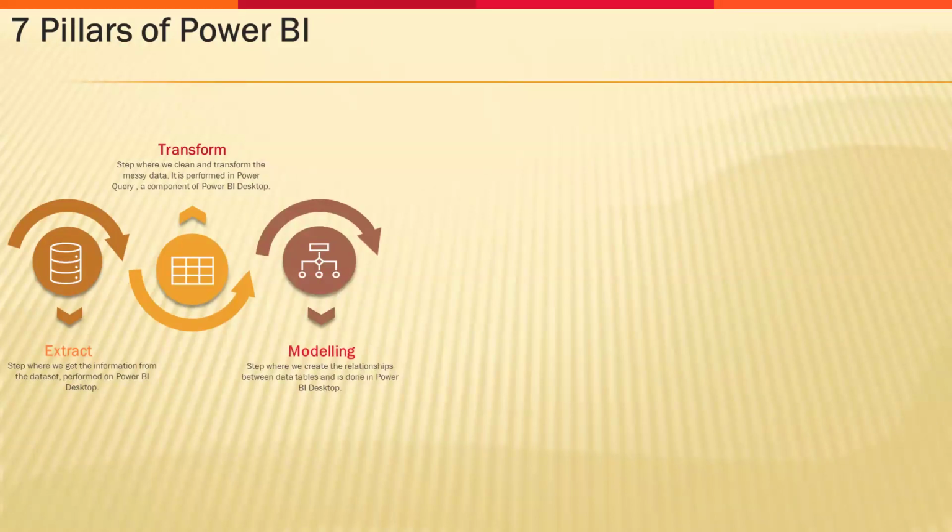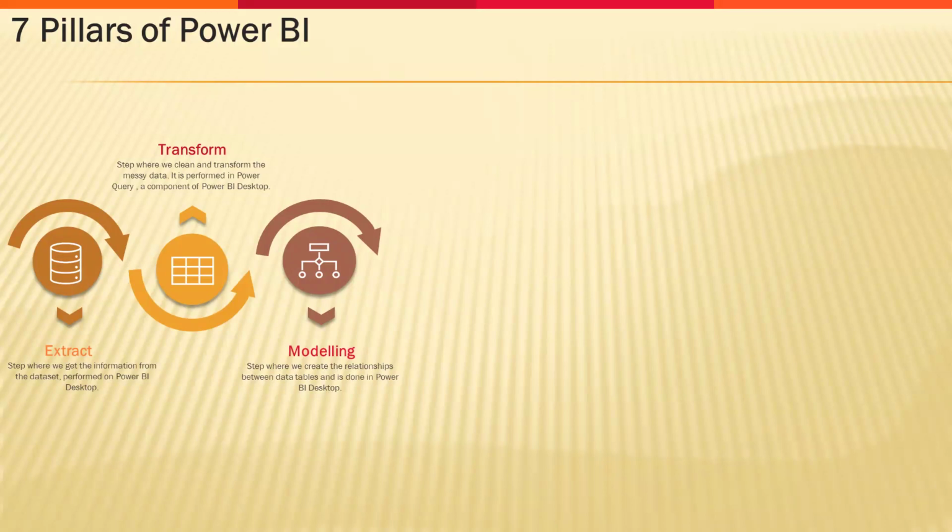We have to load from different data sources, give a relationship between the tables, and identify the keys. That is called modeling. Modeling means giving relationships between the tables based on the requirement. It's not simply giving a relationship between tables. If it is required, give the relationship between the tables and use that data in Power BI.